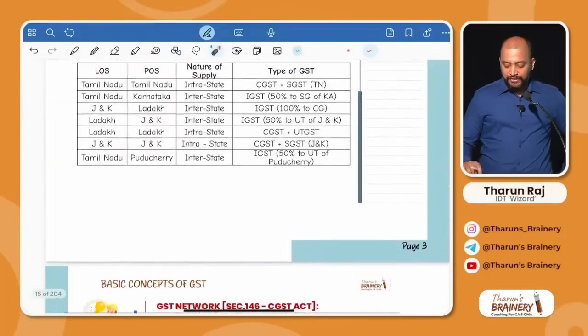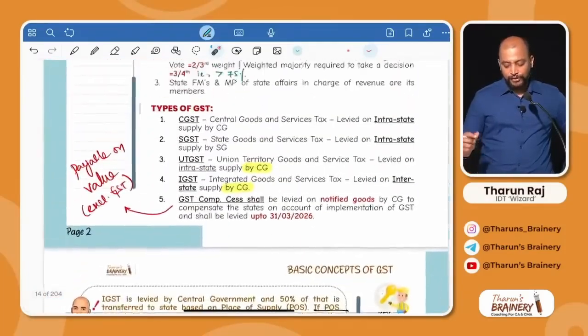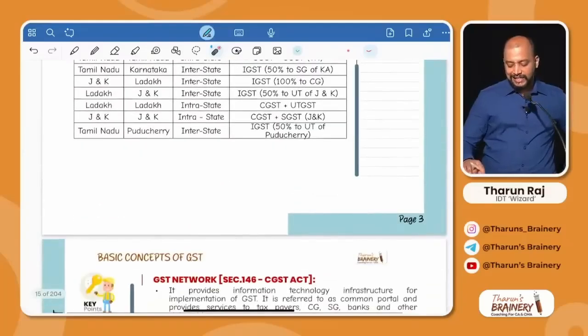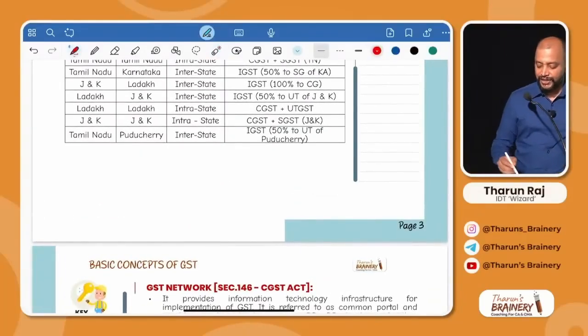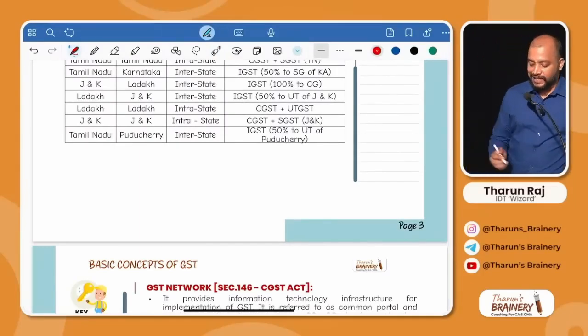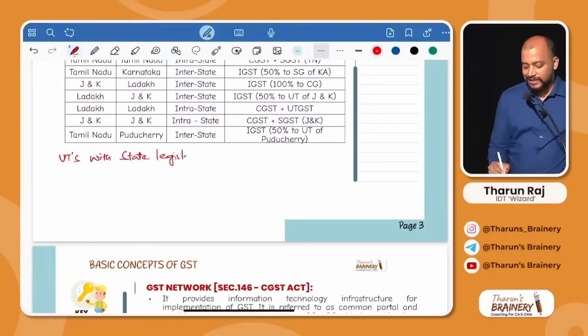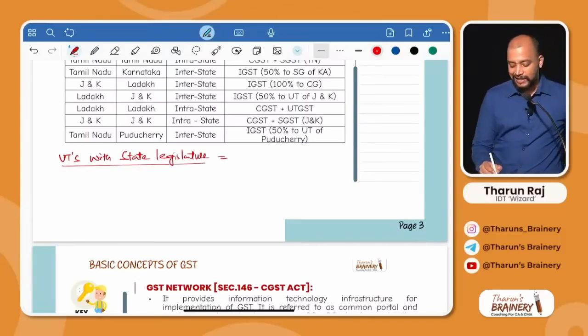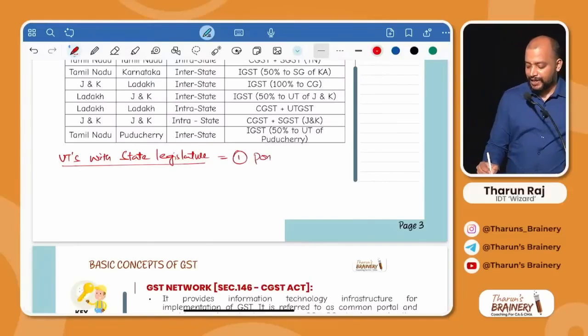GST network, and before that you need to make note of what are all the union territories with state legislature and without state legislature. For your information, kindly write down that here. So what are the union territories with state legislature? UTs with state legislature. What are they? Only 3. Okay, Pondicherry. Next. Number 2, Delhi. Number 3, Jammu and Kashmir.